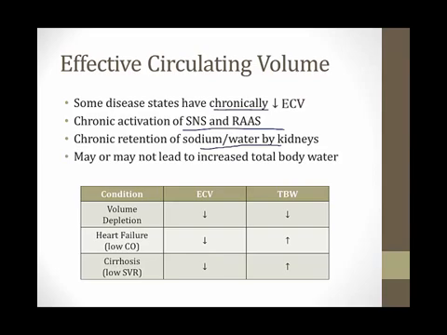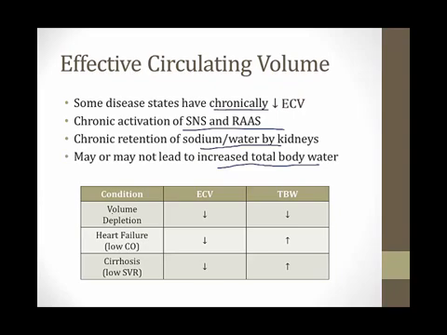Sometimes this is the case, but not always. Depending on the disease state, you may or may not see an increase in the total body water. To understand this better, let's look at the chart as shown on the screen here. These are the three classic pathologic conditions in which the effective circulating volume is chronically low. They are volume depletion, heart failure, and cirrhosis. And let's go through them one at a time.